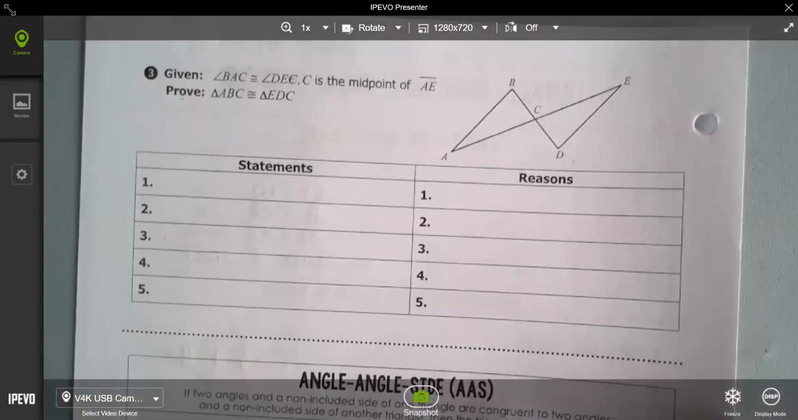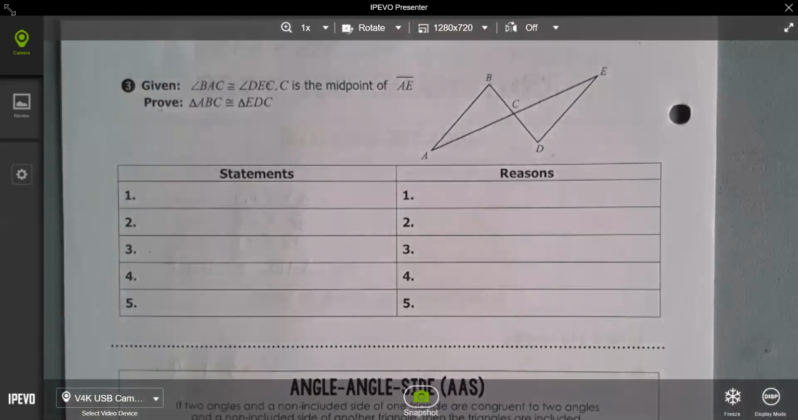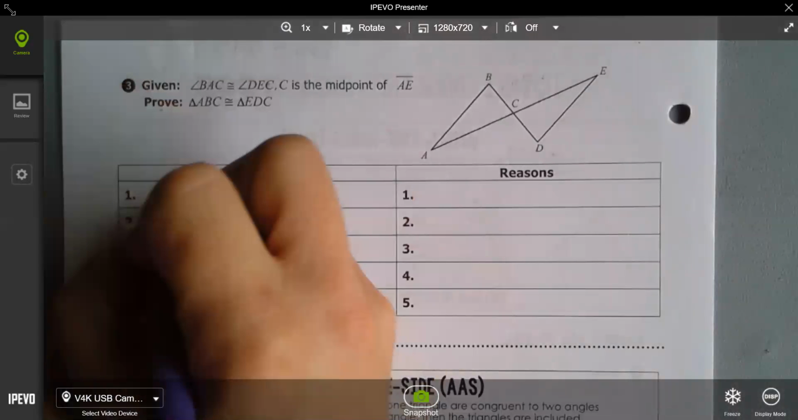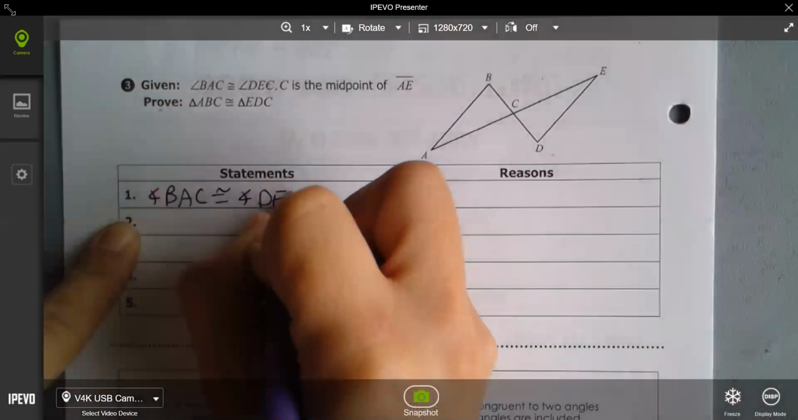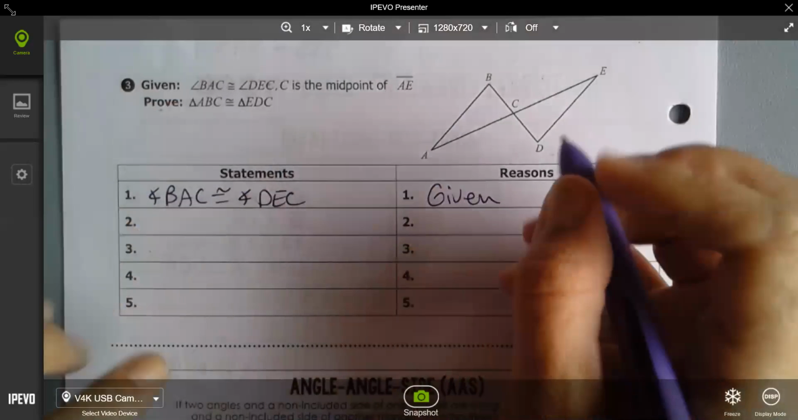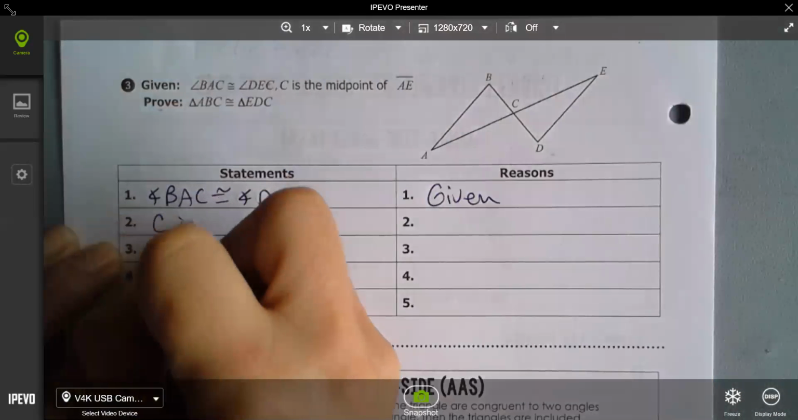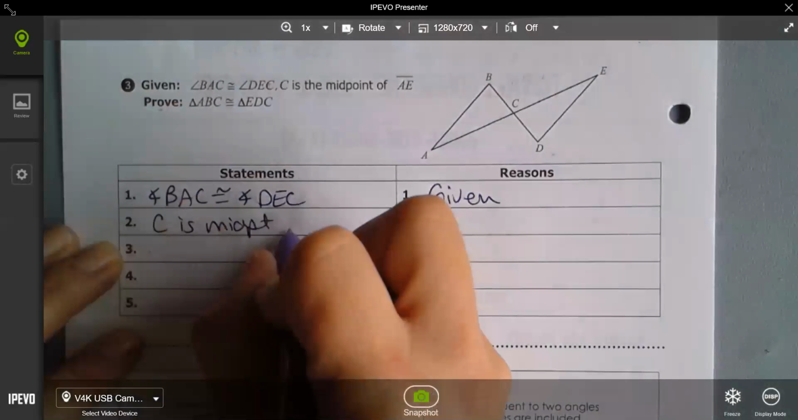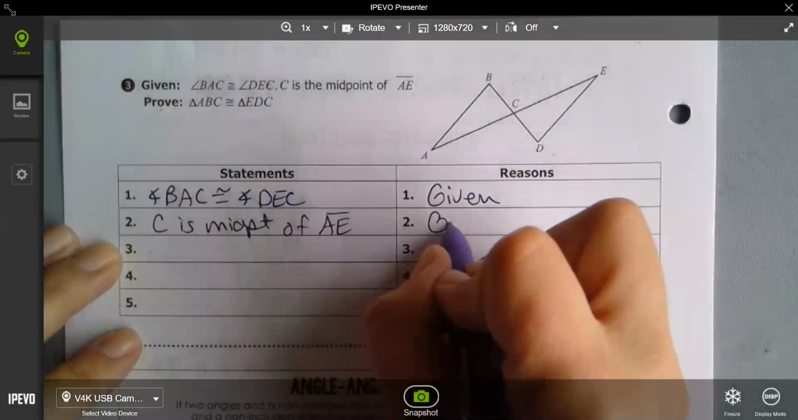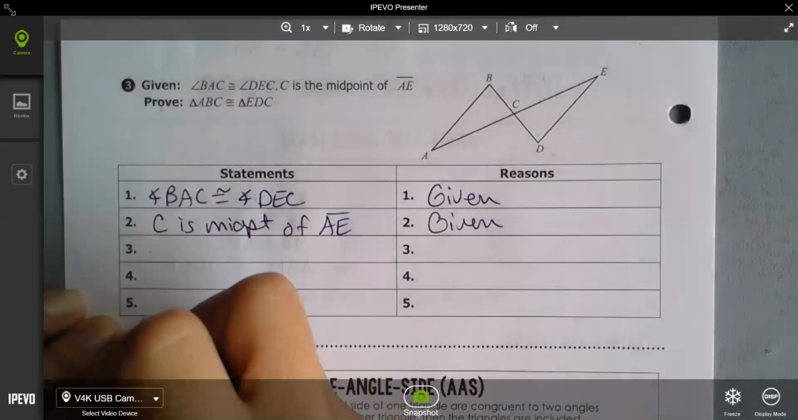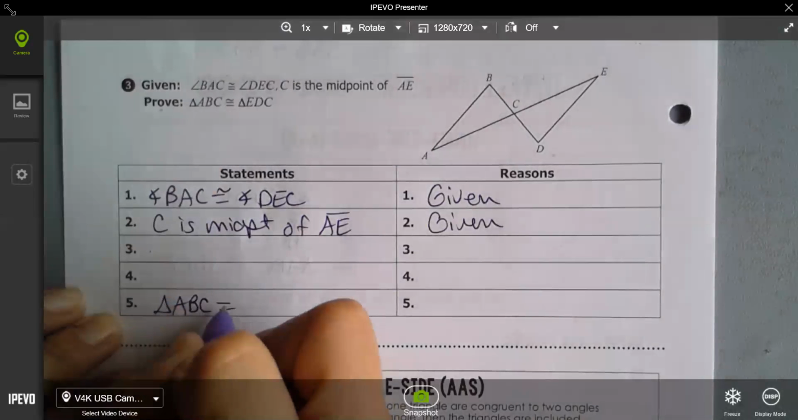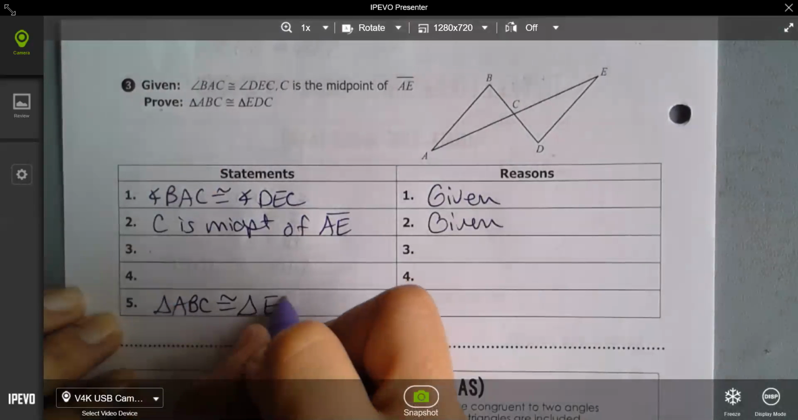All right, on the back side here, I want you to try this one on your own. Pause me and see if you can work through that one on your own. All right, my given information: I've got angle BAC congruent to angle DEC because it's given. I have another one, C is the midpoint of AE, that's given. Those are all my givens, and now I can come down and write my prove statement. Triangle ABC is congruent to triangle EDC.